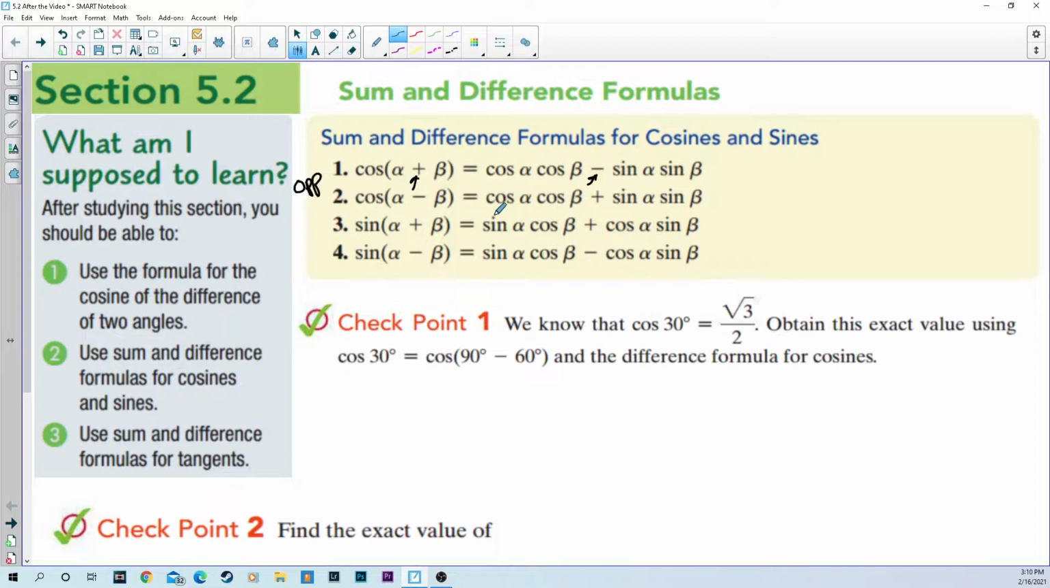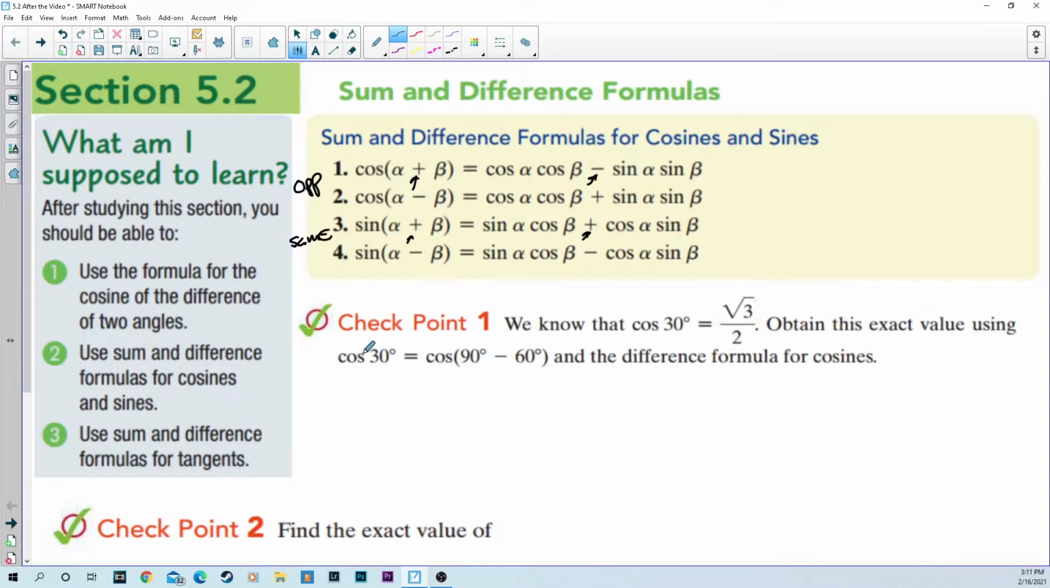And with sine, the pattern is sine cosine cosine sine. And notice that it's the same sign, plus here and a plus here. So sine is same sign. Checkpoint 1, we know that cosine of 30 degrees is square root of 3 over 2.